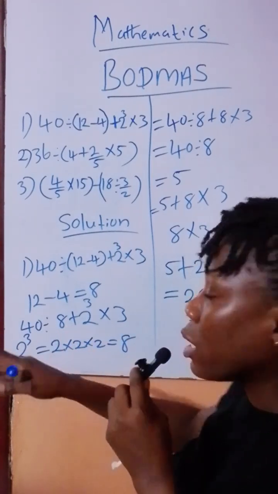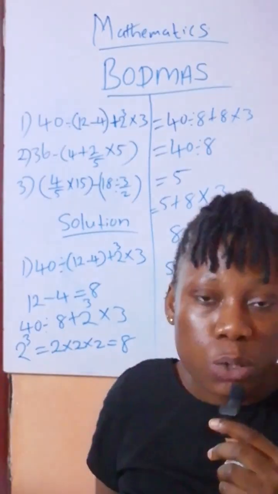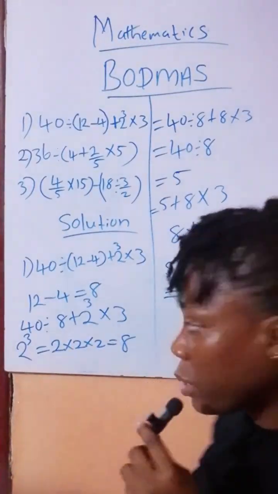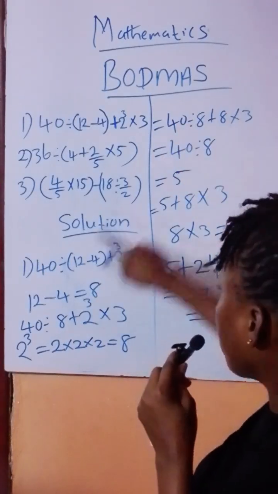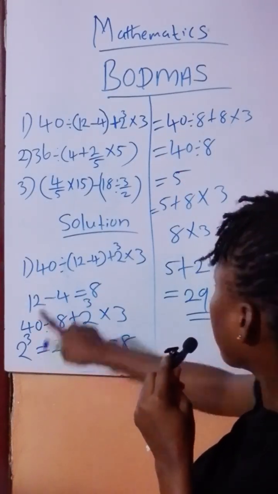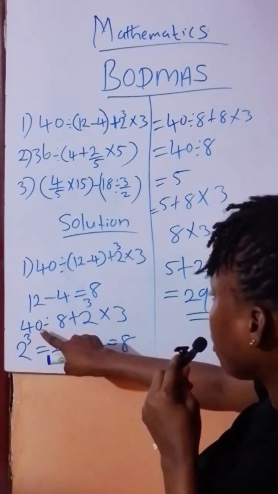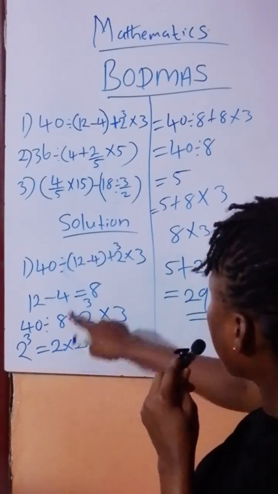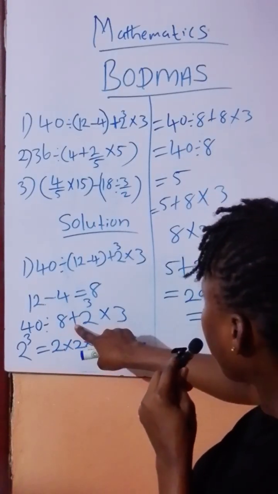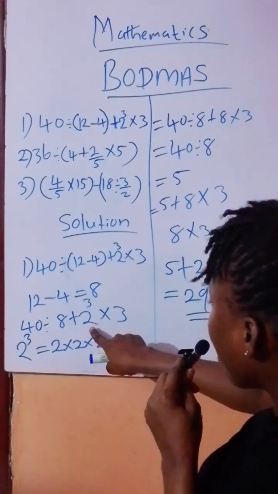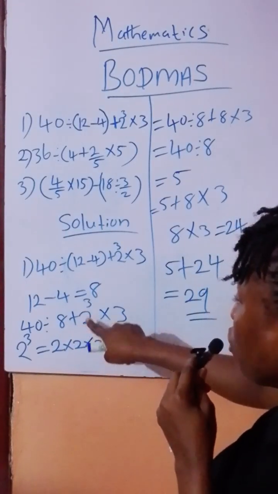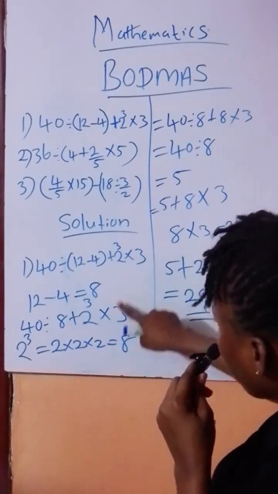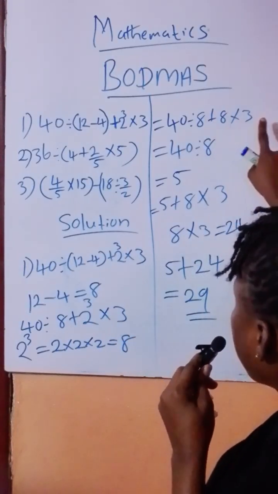So we say 2 raised to power 3. That means we are going to multiply 2 into 3 places, and 2 into 3 places is going to give us 8. This is the 40, this is the division sign, this is the 8, plus this. We have already gotten our answer: 2 raised power 3 is going to give us 8. This is 8 times this 3.